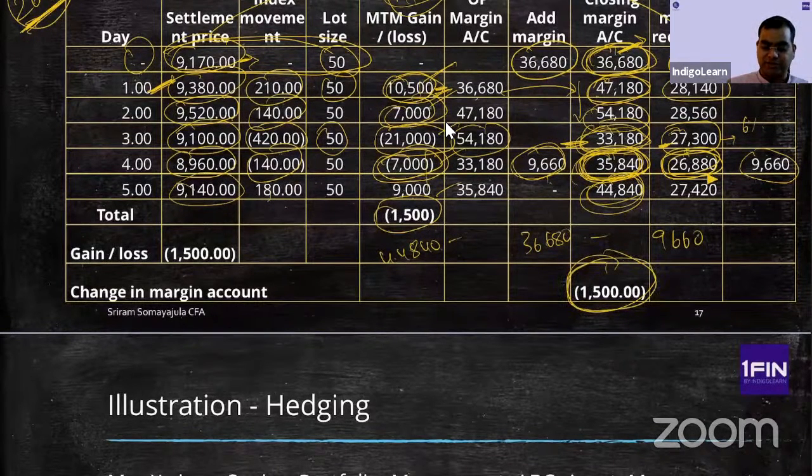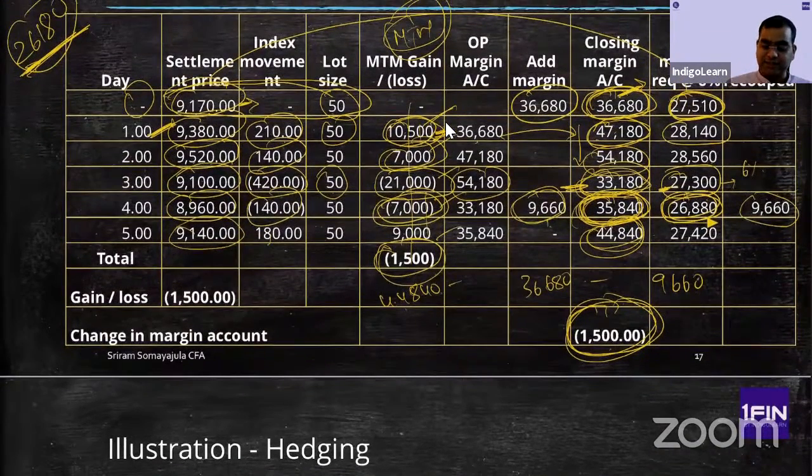44,000 minus 36,000, you'll probably get 8,000. Minus this, you'll actually get 1,500. So you'll get 1,500 loss. You sum up the entire MTM losses, you'll get 1,500. Or you sum up the entire change in the margin account, you'll get 1,500. Either way, you've made a loss of 1,500. It is just a different methodology of computation, but both of them will give you the same answer.